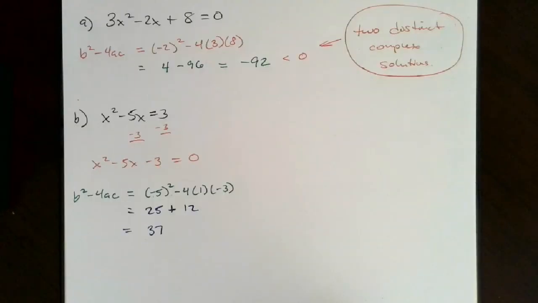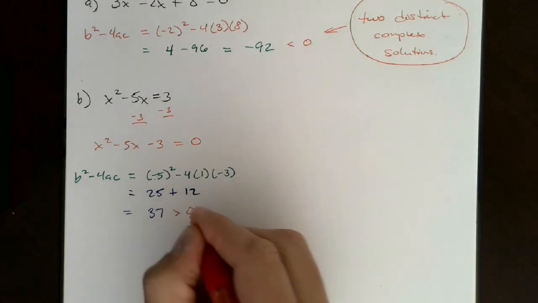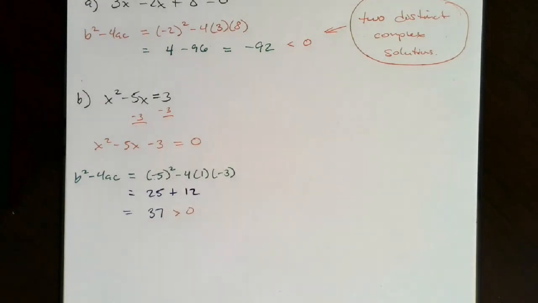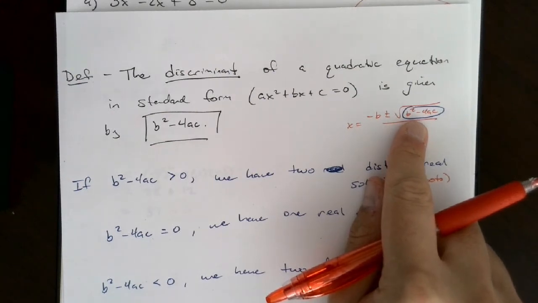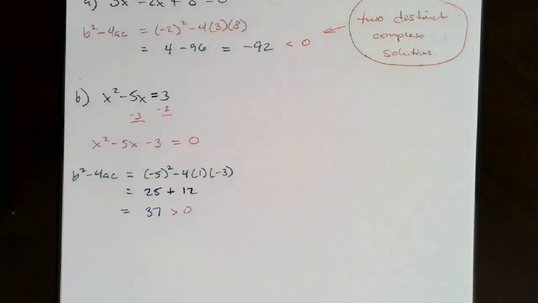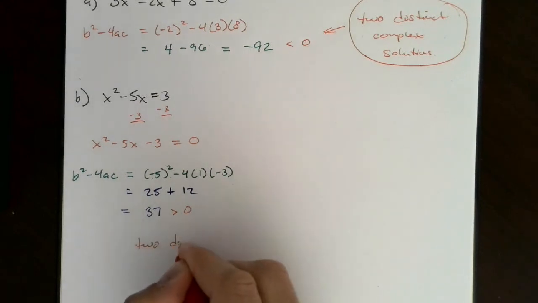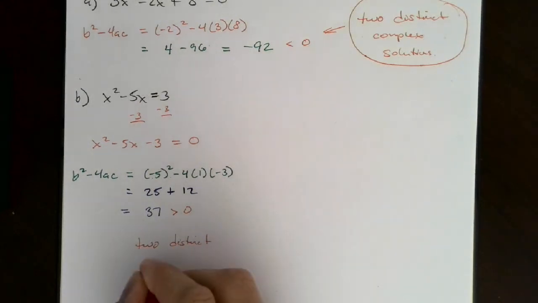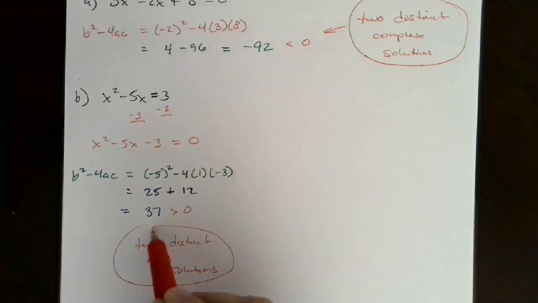Now remember what's important about this. It's either greater than 0, less than 0, or equal to 0. Well, this is greater than 0, right? Discriminant being greater than 0. This is greater than 0 inside the radical. That tells you that you're going to have real number solutions. In other words, it might not be a perfect square, but that's okay. But it's going to be a real number solution. 37 is greater than 0, so we know it's going to be two distinct real solutions. And that's because we're taking the square root of a positive number.